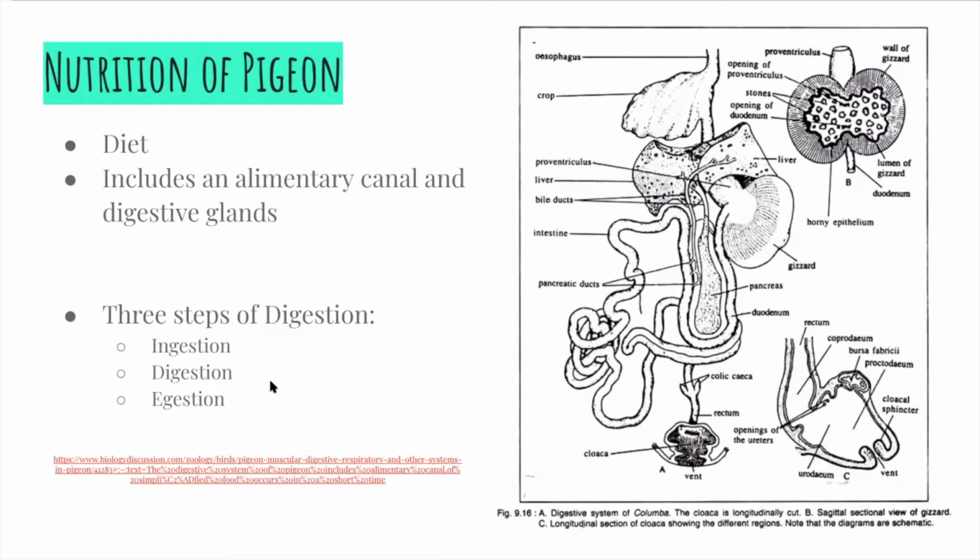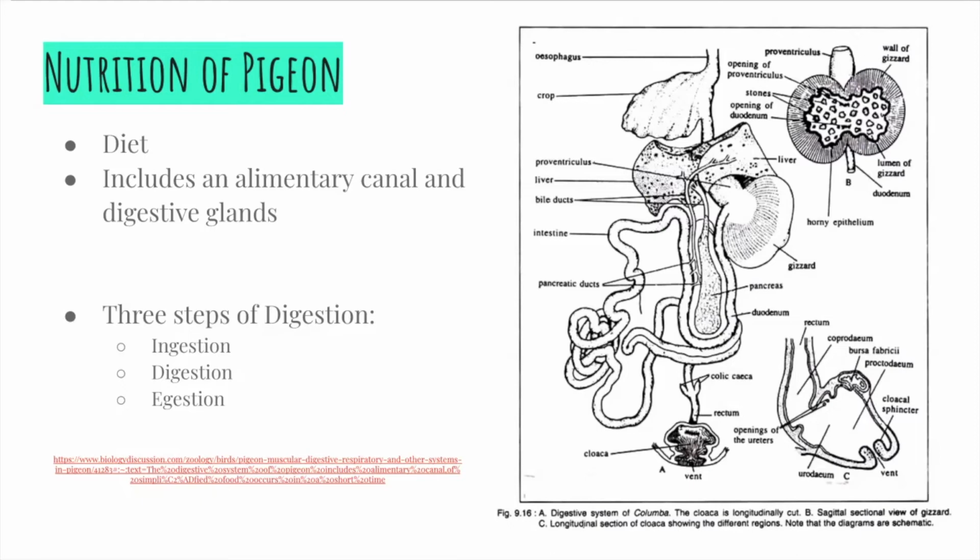The first one is ingestion. In this step, the food is picked up by the pigeon and put into its mouth, which is simply just a space with no teeth, creating the upper and lower beak. Then the food goes into the mouth cavity and pharynx, where the mouth cavity contains their tongue, which is covered with mucus and few taste buds.